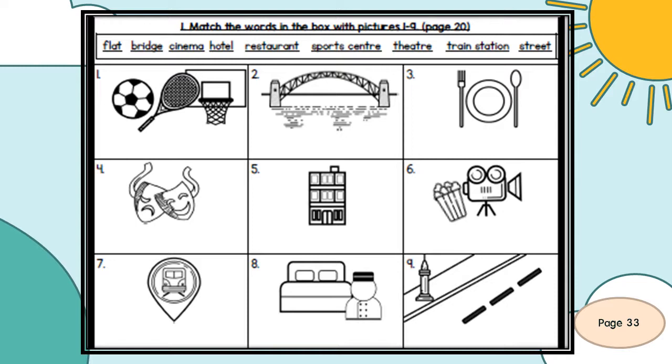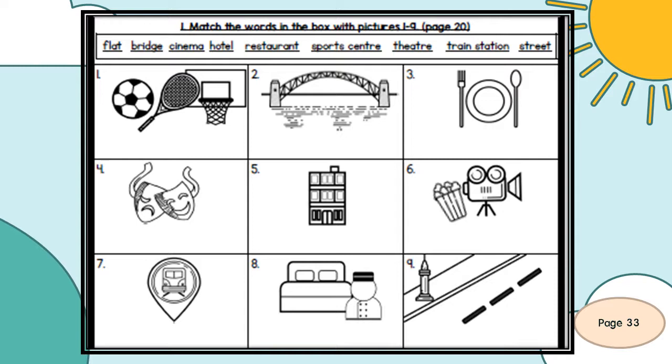Now, we are going to answer question 1. Match the words in the box with pictures 1 until 9. This is page 20 in your student's book. This is just a revision. We have learned this before. So, let's look at the words given. Flat, bridge, cinema, hotel, restaurant, sports center, theater, train station, street.